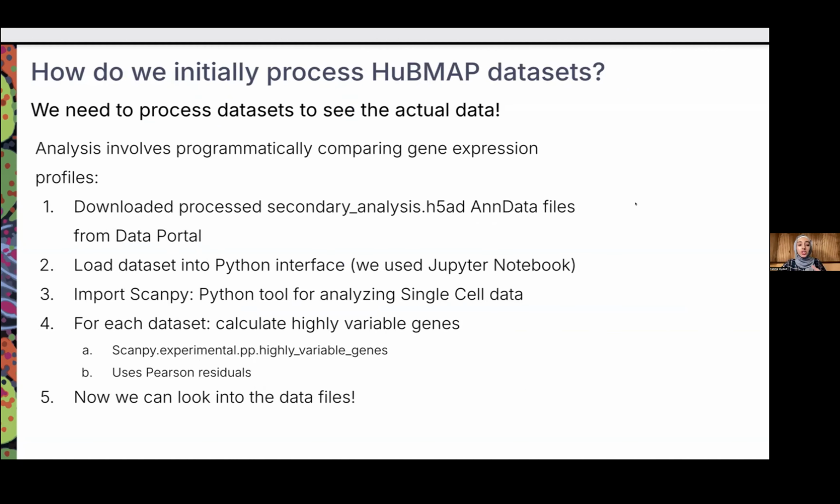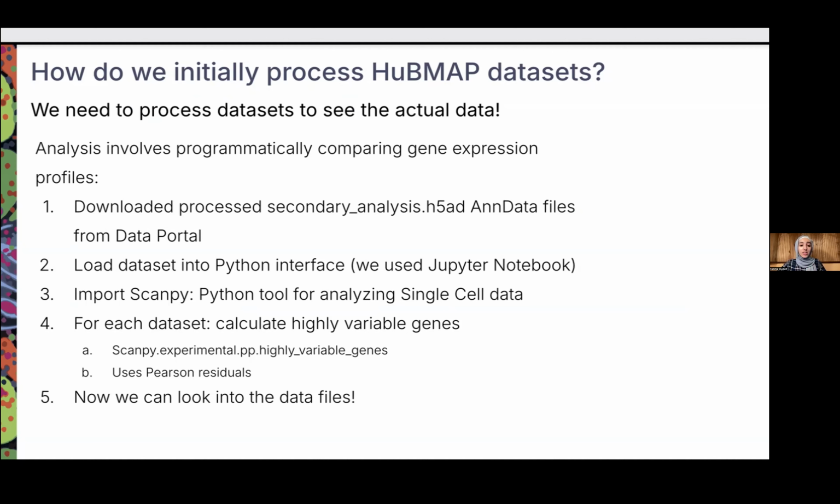So how did we initially start processing these HuBMAP datasets? We programmatically processed them by first downloading the processed secondary analysis .h5ad data files from the data portal. We loaded those datasets into a Python interface. We imported ScanPy, which is the tool in Python that we'll be using to analyze the single cell data. And then for each dataset, we calculated some highly variable genes using a ScanPy function.